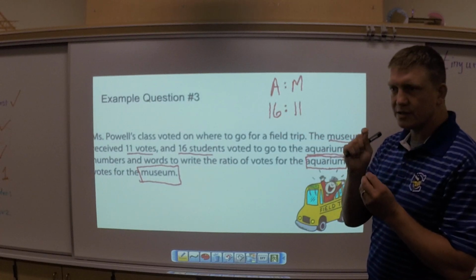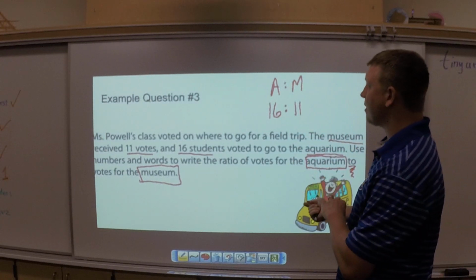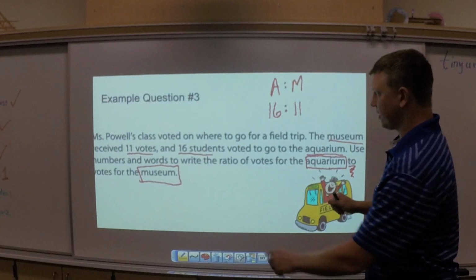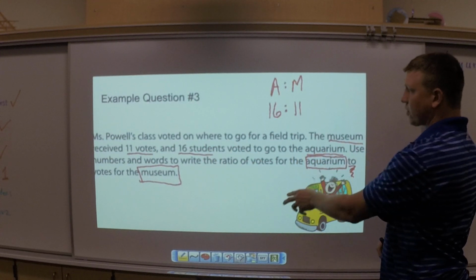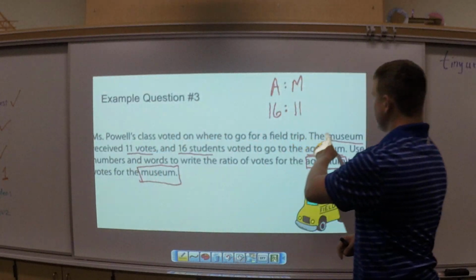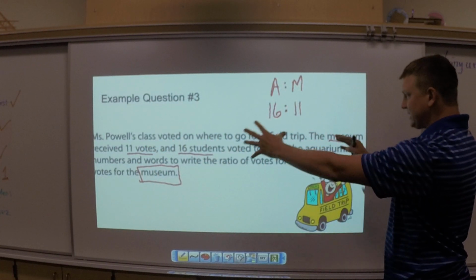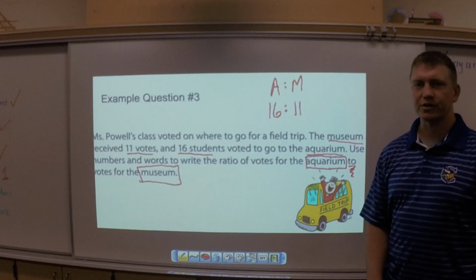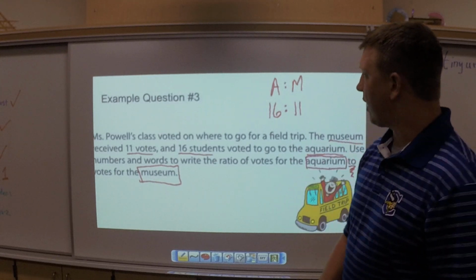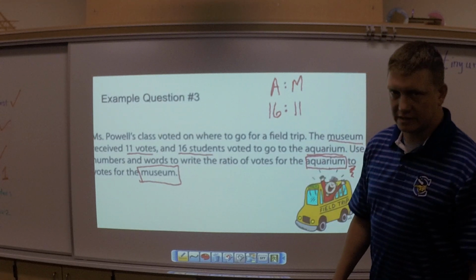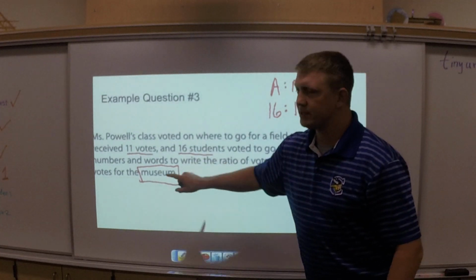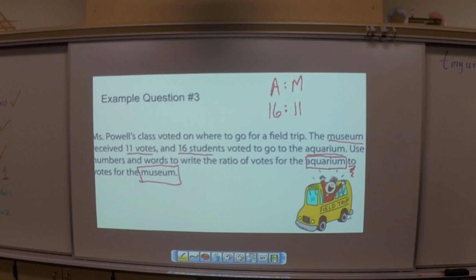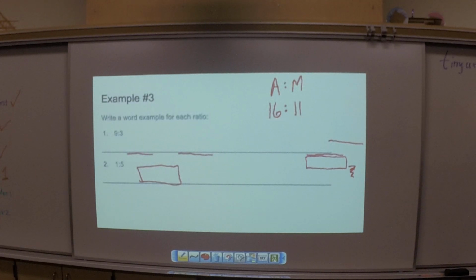The order does matter. So you have to pair up the number of students that want to go to the aquarium versus the 11 students that want to go to the museum. You have to dissect the whole paragraph and make sure you're doing it in the right order. And order absolutely does matter. Read the aquarium to museum statement at the very end. All right, here's our next.